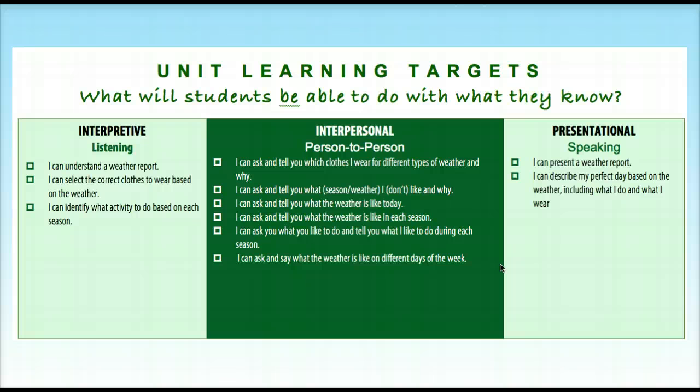And some examples of the presentational can-do statements are: I can present a weather report, or I can describe my perfect day based on the weather, including what I do and what I wear.